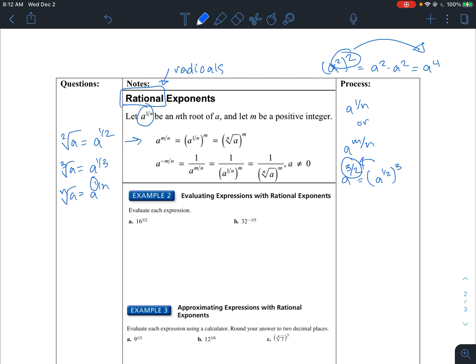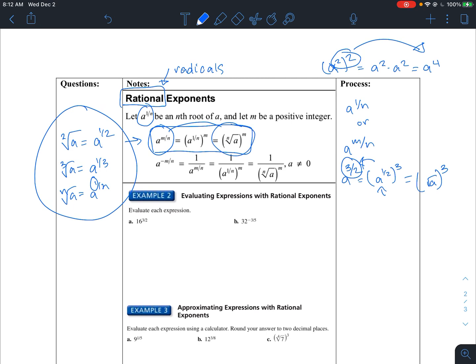Now, what we already discussed before is that a to the 1/2 is the square root of a. So that's equal to the square root of a, cubed. So if you just want to use general numbers like m and n, this is a formula that helps you convert from a rational exponent to a radical. And that should be pretty much it.